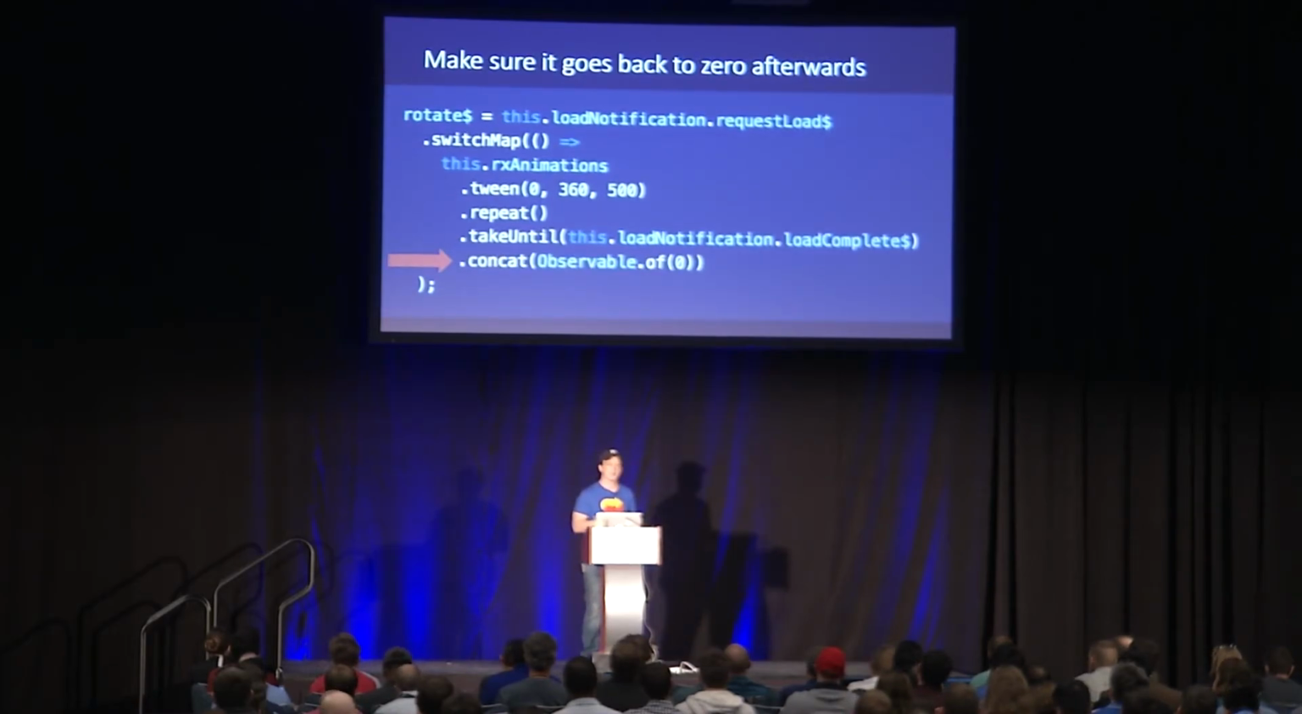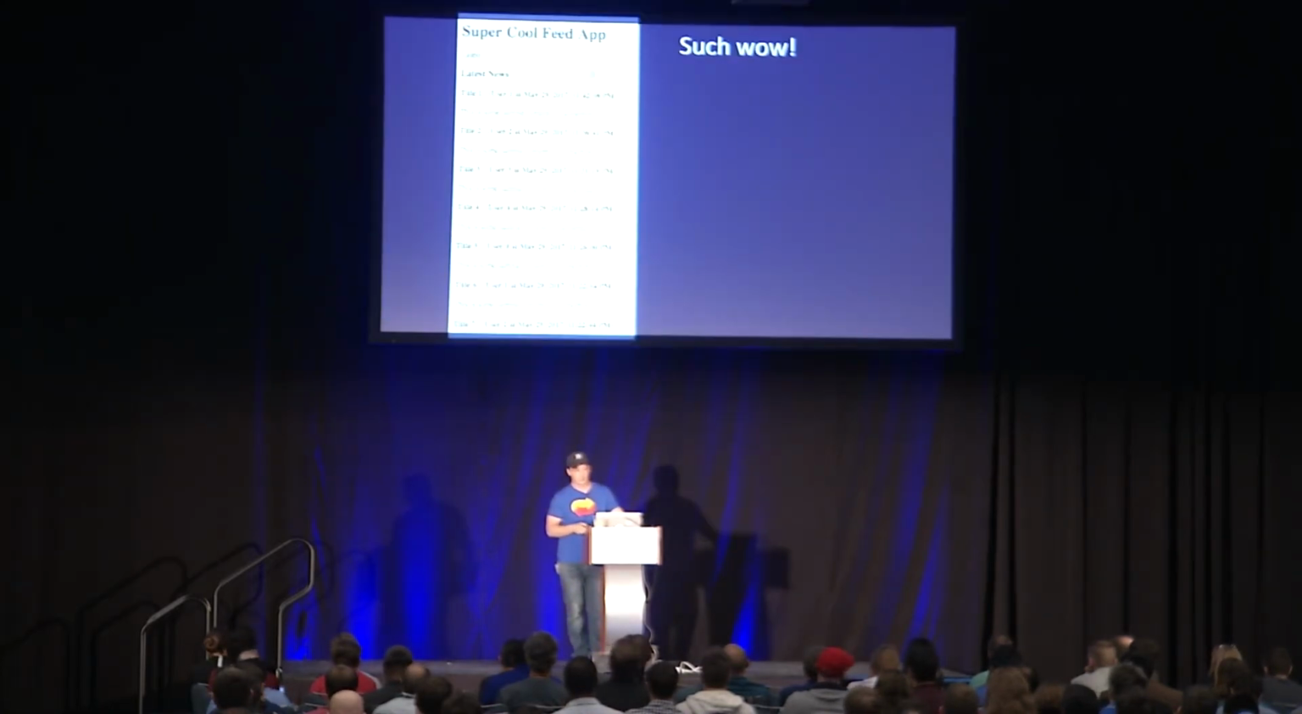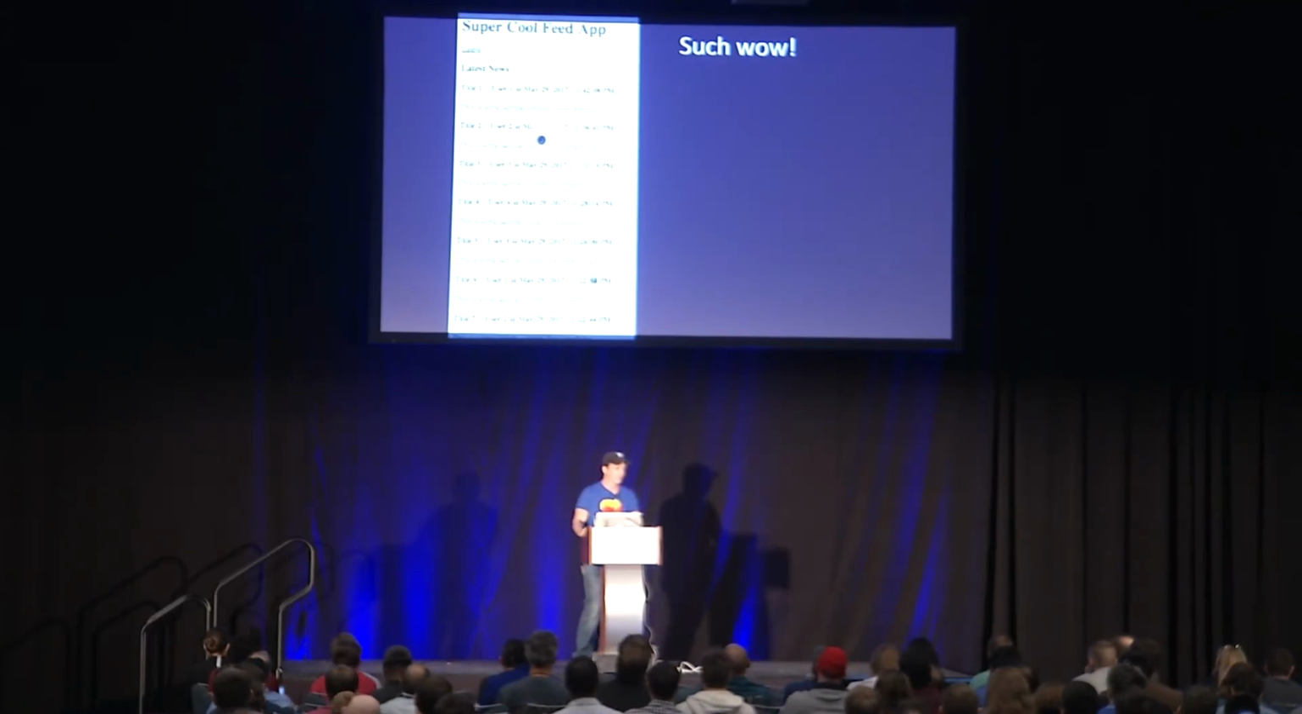Then the final thing I want to do here is I'm going to just concatenate on an observable of 0, just the value 0 at the end. So that way it doesn't stop at some weird cockeyed angle. Whenever it's done, it snaps back to its original position of 0. So let's have a look. So we've got the spin, and then as soon as the load stops, there we go.